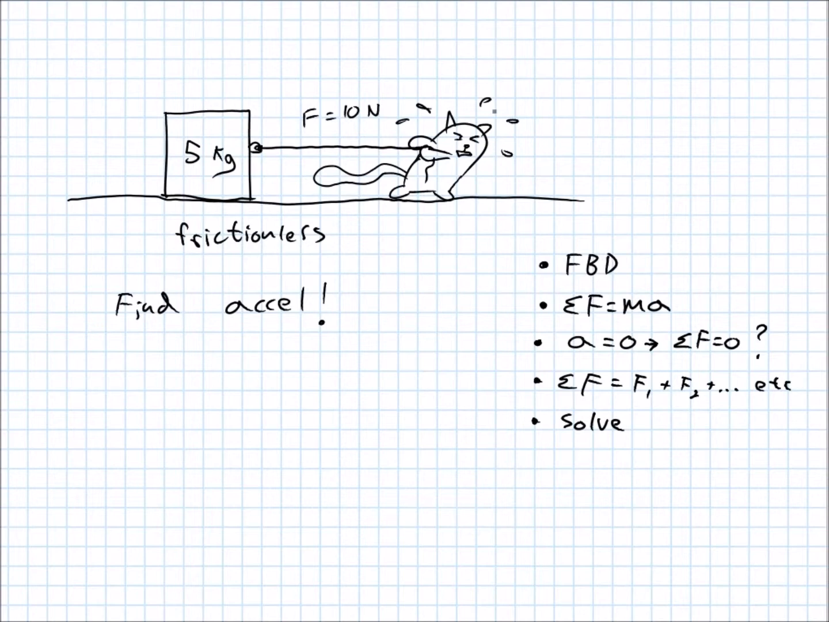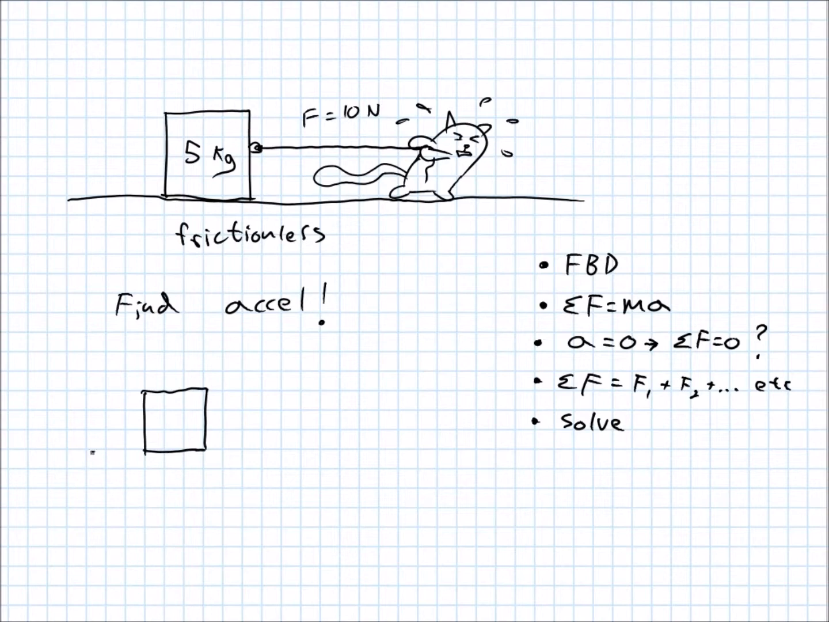So here I have a picture of what's going on. Maybe I drew that, or maybe the problem came with the picture. But it's not just a picture. We need a free body diagram. So let me make my free body diagram right here. It's a free body diagram of the mass, because the mass is the thing that's going to accelerate. So that's the acceleration I want to find.